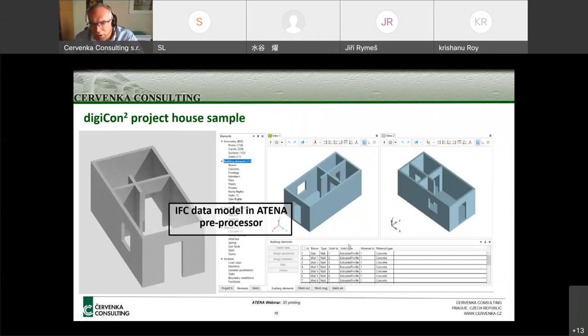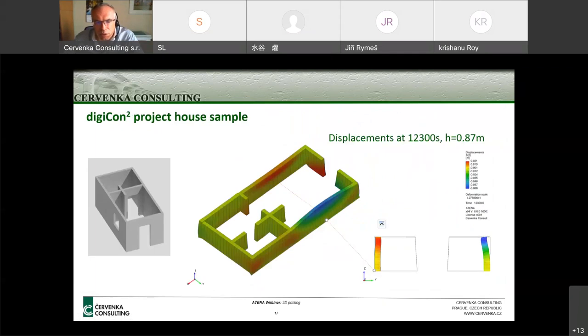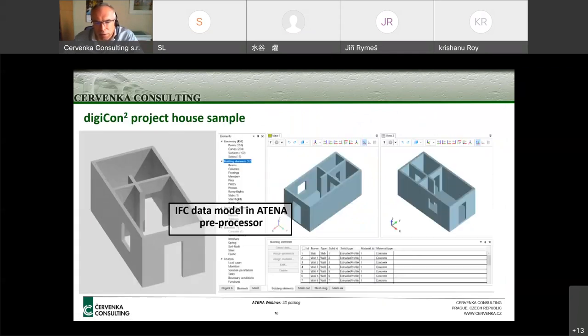Maybe I'll look at the results in a little more detail. The idea there was, of course, to have an IFC import of some IFC BIM data, which will now be available. This is a slide of a new version of ATENA, which we are now developing, which supports this new BIM model and is also able to import IFC data, for instance for 3D printing, but also for other types of structures and other types of modeling.